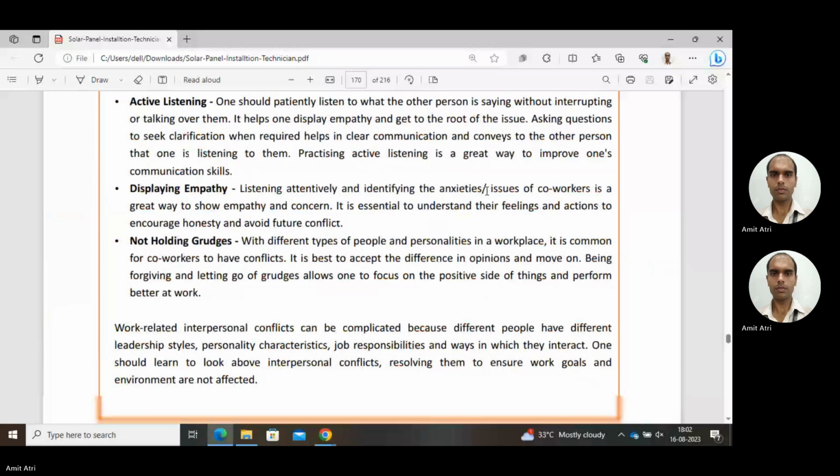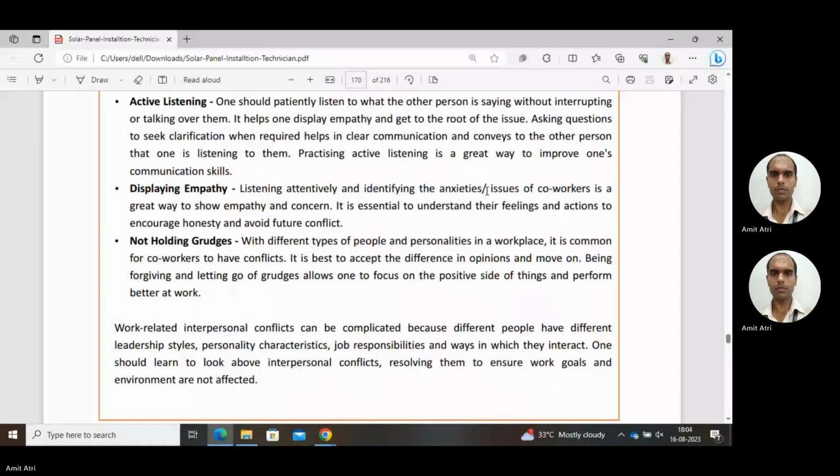The next is displaying empathy. Listening attentively and identifying the anxieties or issues of co-workers is also a big way to show empathy and concern to another person. That yes, I am listening to you, I am caring for you, I bother about your problems, it matters to me, the adverse situation you are facing. It is essential to understand the feelings and actions to encourage honesty and avoid future conflict.